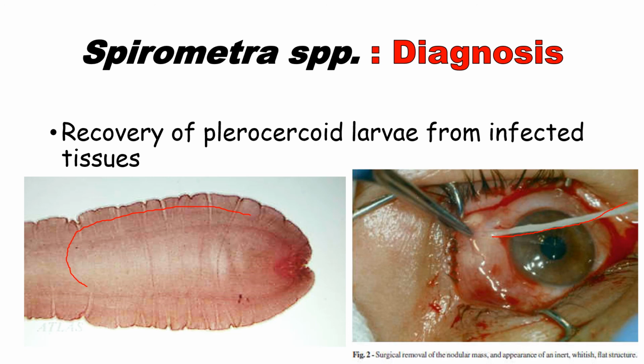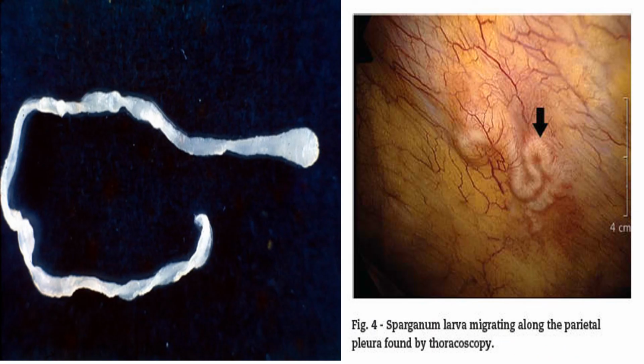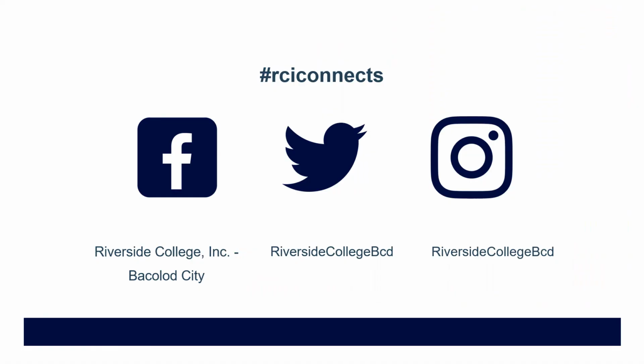So, drugs are not effective. However, praziquantel is recommended. So, another picture: a sparganum larva migrating along the parietal pleura found by thoracoscopy. So that ends our discussion for your cestodes.